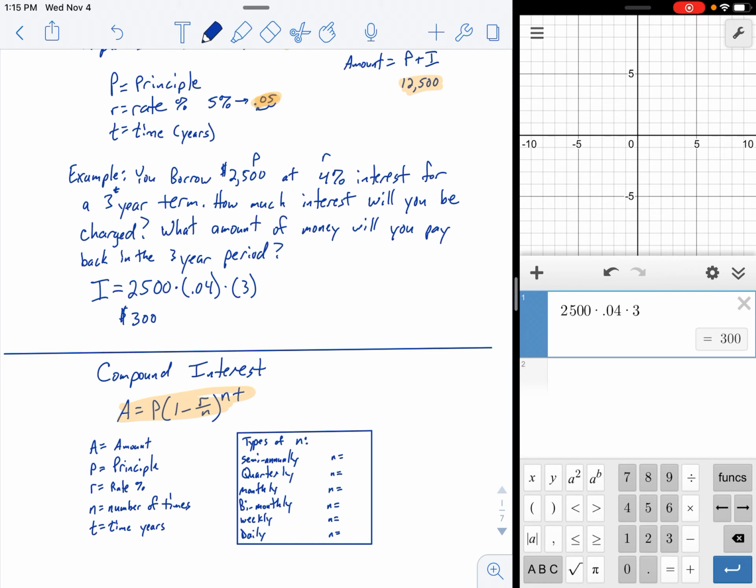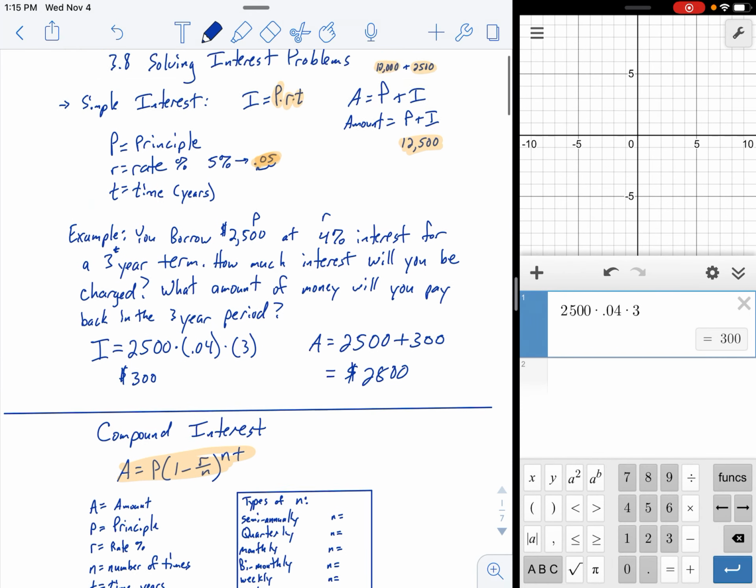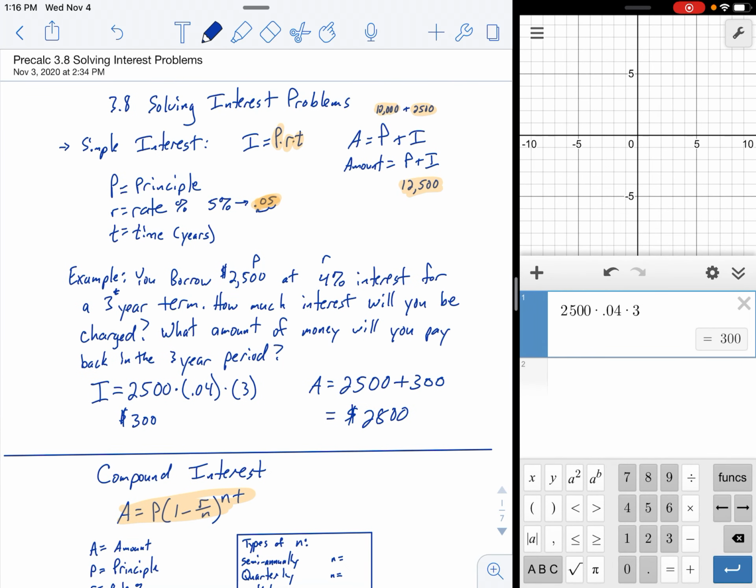Second question, what amount of money will you pay back? Well, you'll be paying back the original $2,500 plus $300 interest. So that's $2,800. So that's simple interest. I just want you to see how that works. In this day and age, a lot of current loans are figured in this way. Principal, rate, time, multiply it together, that's it.